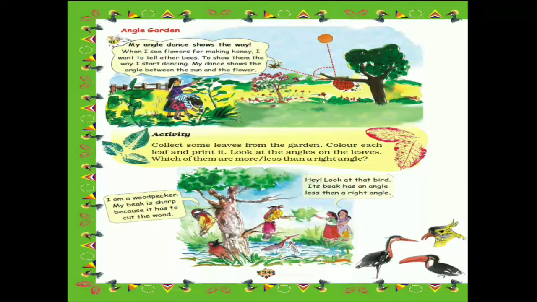Now let's read ahead. I am a woodpecker. My beak is sharp because it has to cut the wood. We know that a woodpecker has a sharp beak because they have to cut the wood. Hey, look at the bird. Its beak has an angle less than a right angle. So what is she saying? She is saying that look at the bird, its beak has an angle which is less than a right angle. Which angle is less than a right angle? It is an acute angle. So the beak of the bird is making an acute angle.